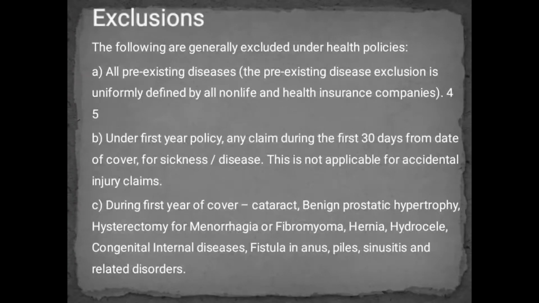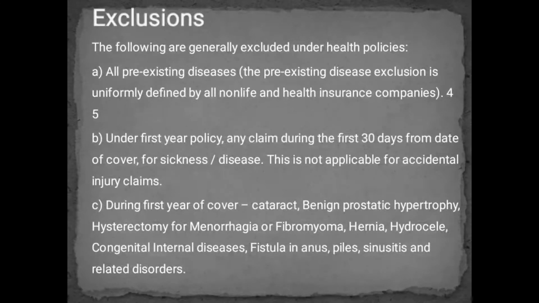All pre-existing diseases. The pre-existing diseases exclusion is uniformly defined by all non-life and health insurance companies. So if you have a disease already, then that is not taken care of. Second, under a first year policy, any claim during the first 30 days from the date of cover for sickness or disease is excluded; this is not applicable for accidental injury claims. So now you have started your insurance policy and falling sick within 30 days raises the doubt that you were already diagnosed. That's the reason it is excluded.